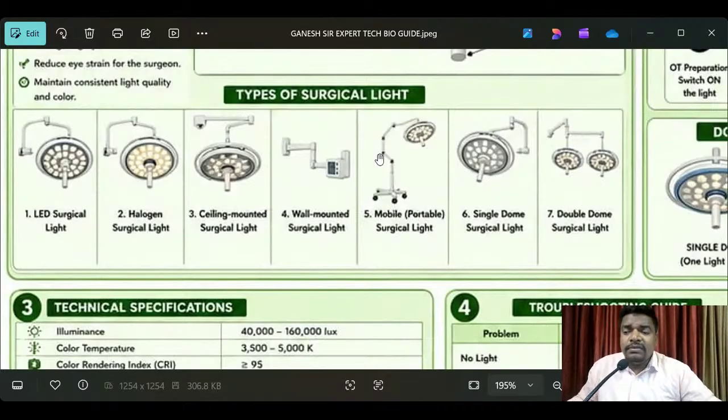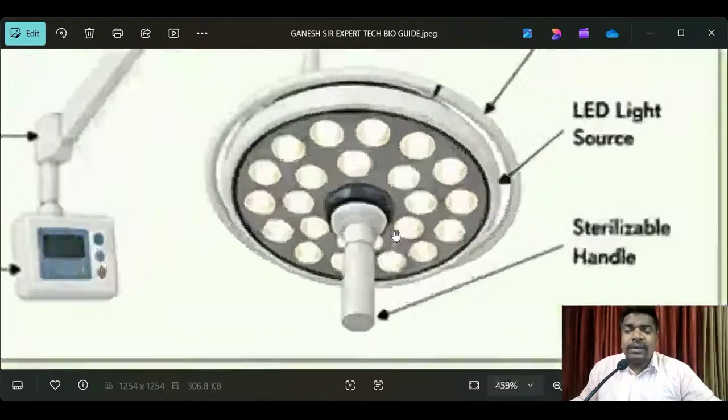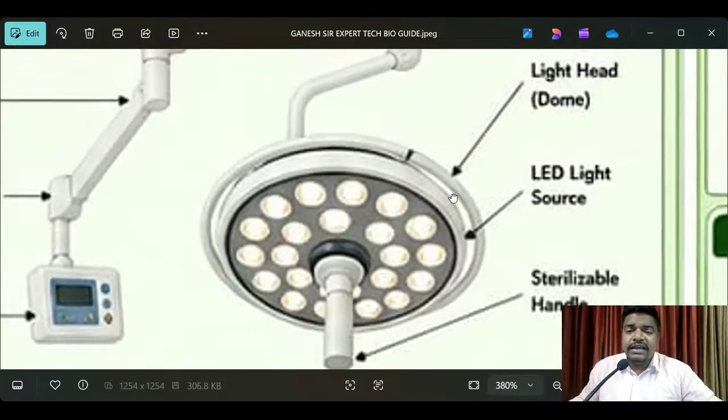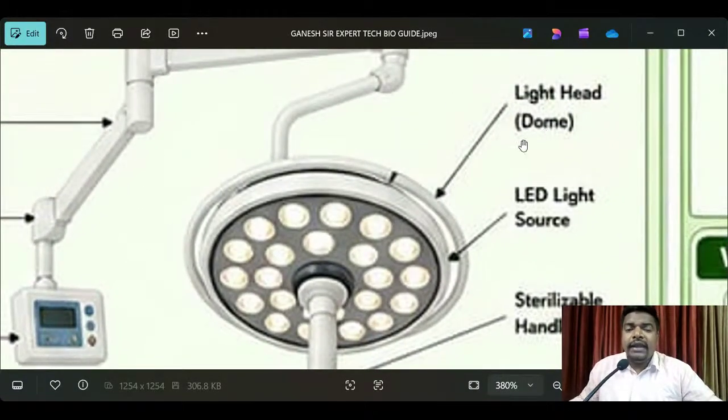Now come here, types of surgical light. See here, my dear engineers. Mobile portable surgical light. See here, mobile. Okay, this is also there. Next, single dome surgical light and double dome surgical light. Dome means, if you ask me what is a dome, sir, I'm going to show you. See here, this is the dome. That's why the mark is here. The complete thing is what we call a dome.